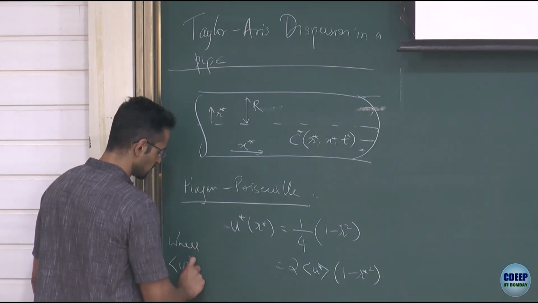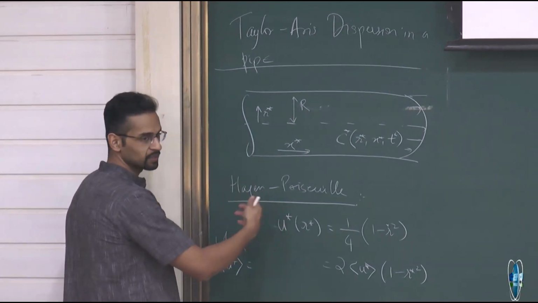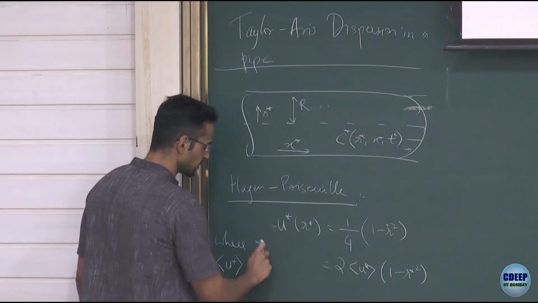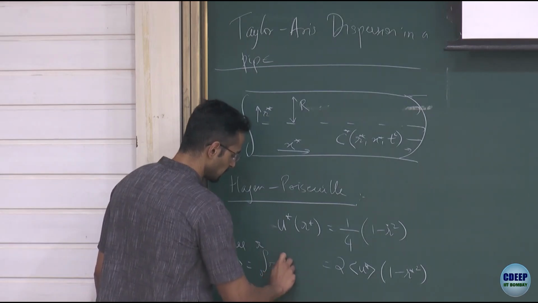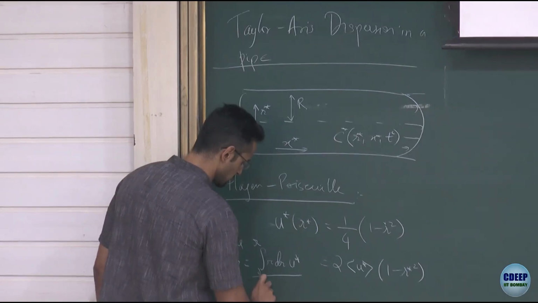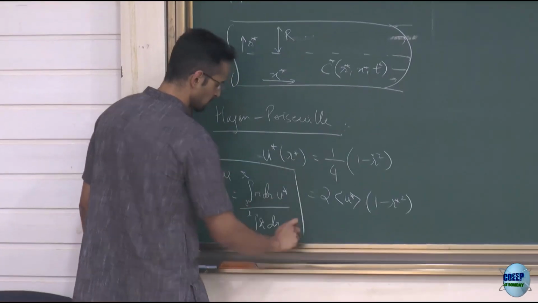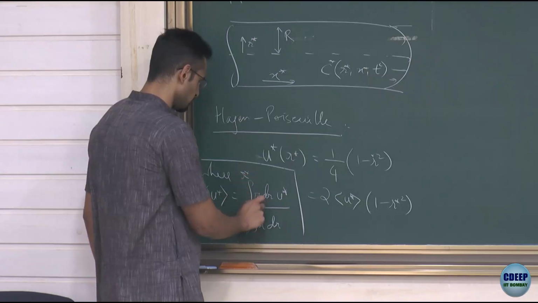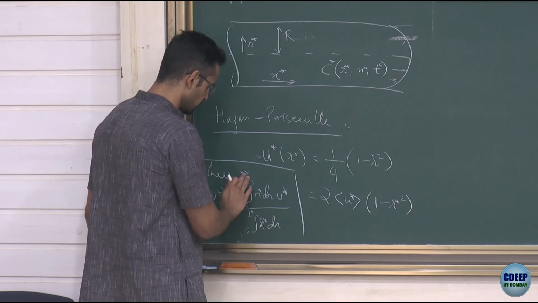Okay. So this definition of the average I will use again and again, because remember we want to find an equation for how the cross section average is evolving. So it's basically you integrate over the radial direction, right? One second. 1 minus r square. So I'm putting the star everywhere because it is dimensional, right?